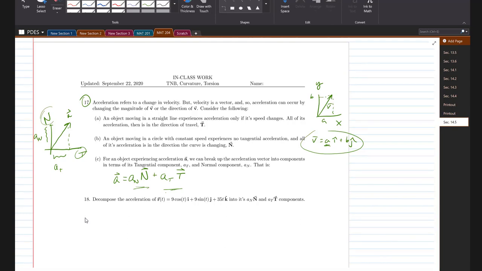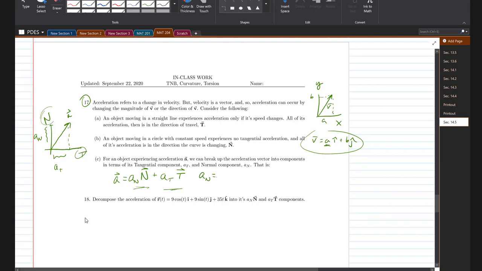And so a sub n, the component in the normal direction, is the curvature. Again, this is alphabet soup here, folks. It's the curvature times the magnitude of the velocity vector squared. Another way to compute that is as the magnitude of v cross a over the magnitude of v. And our tangential component is what you normally think of as acceleration in Calc 1. It's the second derivative of your position vector, or another way of looking at it: you compute your speed, and then you take the derivative of your speed.